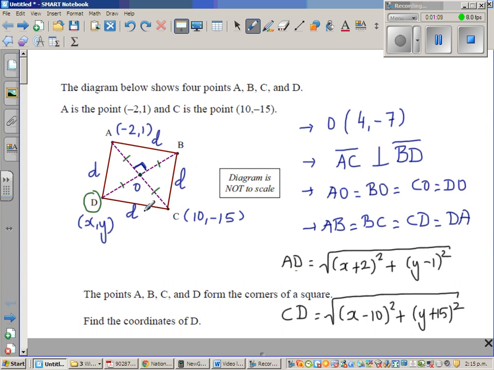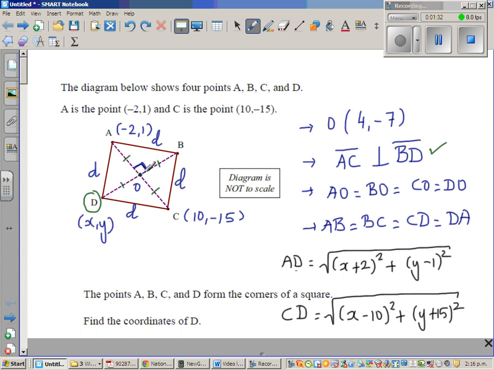So the diagonals of a square bisect each other at right angles. That's the property. That's why I have shown O as the point of intersection. AC is perpendicular to BD. So this is one feature. AC is equal to BD. And the point of intersection is the midpoint of both the diagonals.